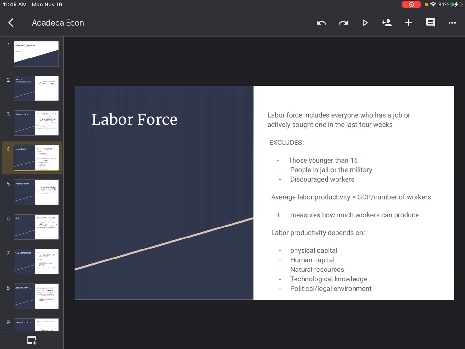The average labor productivity is equal to the GDP divided by the number of workers, which is typically just how much workers can produce, and you'll see this pattern a lot: GDP divided by blank to determine anything per capita. Labor productivity depends on physical capital, for example, machinery; human capital, like experience or years in a certain field; natural resources; technological knowledge; and the political and legal environment that is in a particular area.